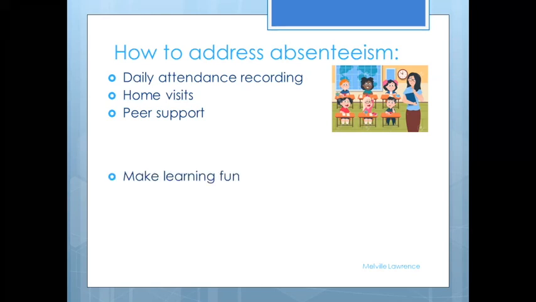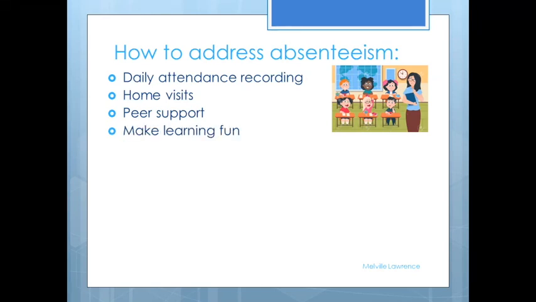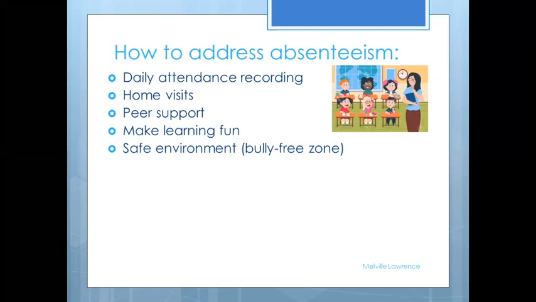The next one, important, making learning fun. It must be fun for them to come to school. They don't want to be at home. They must come to school. So the environment at the school must be conducive to learning for them. So the school must become a bully-free zone. Whenever you see that there's bullying taking place, you have to address that immediately.